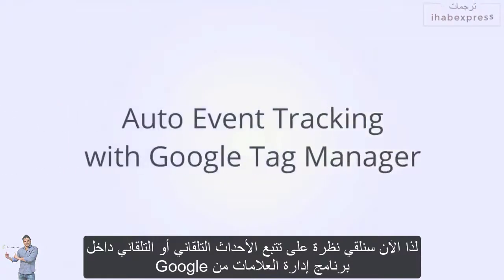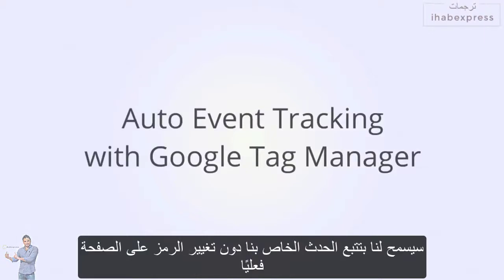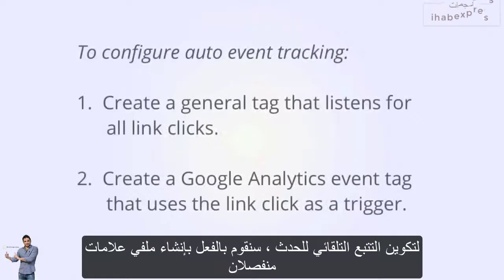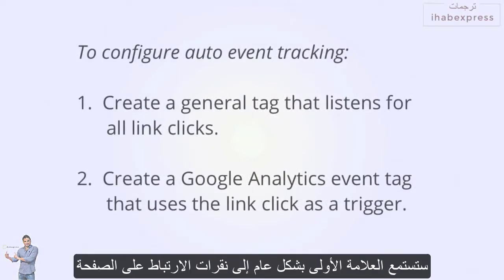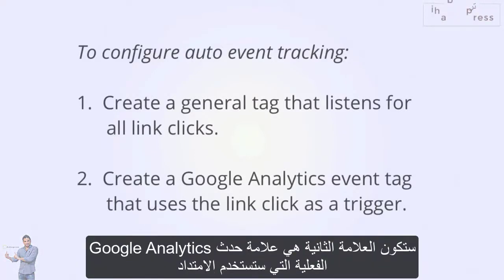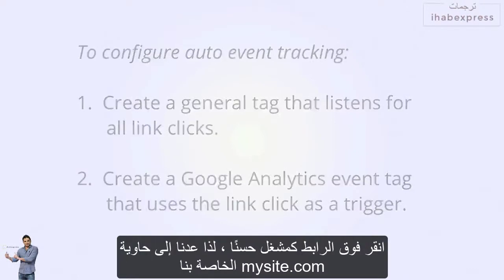So now we'll look at auto or automatic event tracking within Google Tag Manager that will allow us to track our event without actually changing the code on the page. To configure auto event tracking, we're actually going to create two separate tags. The first tag will just generally listen for link clicks on the page. The second tag will be our actual Google Analytics event tag, which will use the link click as a trigger.